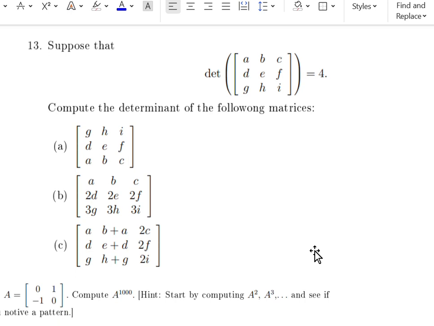Right, so with this one, we will not be solving it alone. We will just solve it with me. Now, suppose that the determinant of this matrix is equal to 4. Compute the determinants of the following matrices. Just take 1 minute to go over this, then we will solve it after the next minute.